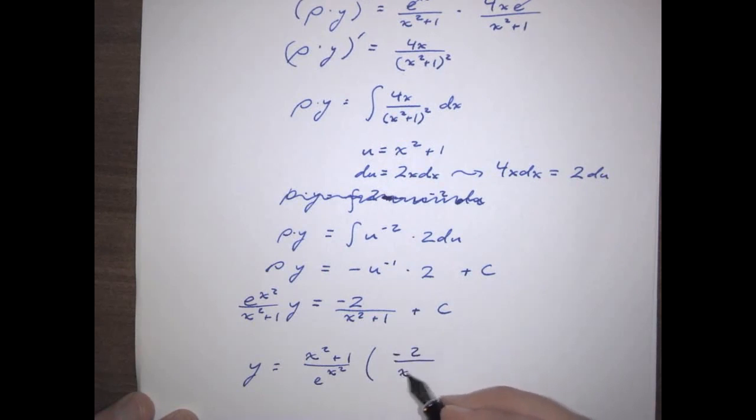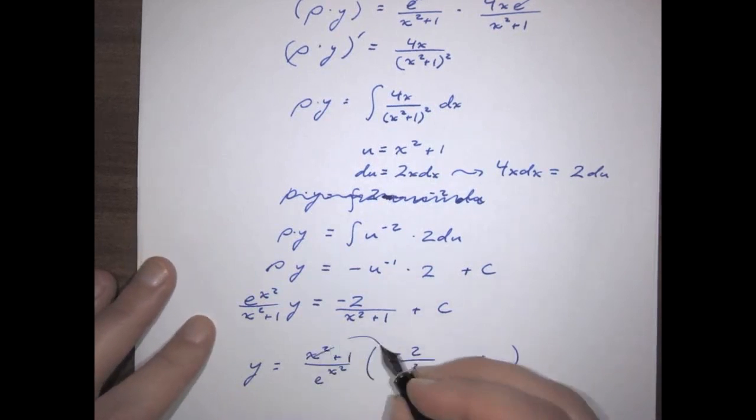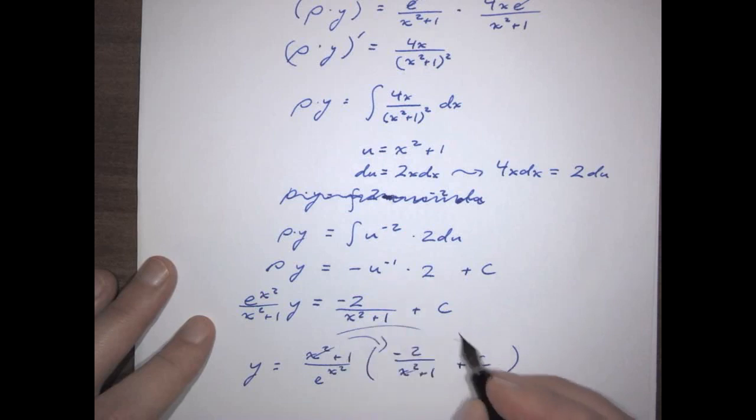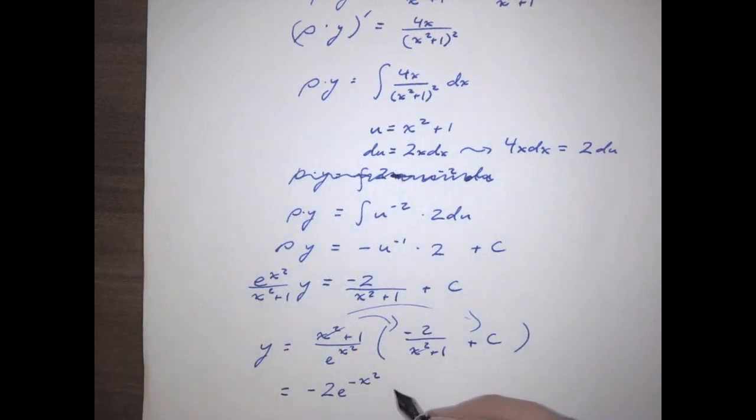Negative 2 x squared plus 1 plus c. And when those multiply, they're going to cancel, but it's also going to distribute over here. And so we're going to end up with negative 2e to the negative x squared plus c times x squared plus 1 times e to the negative x squared.